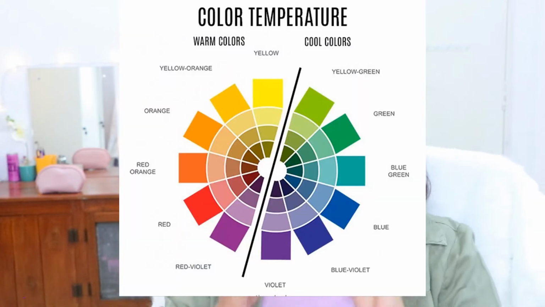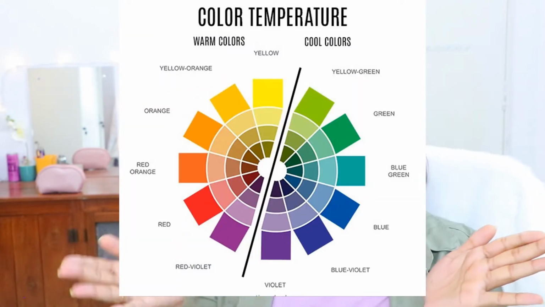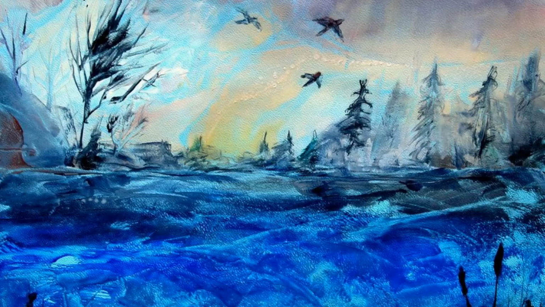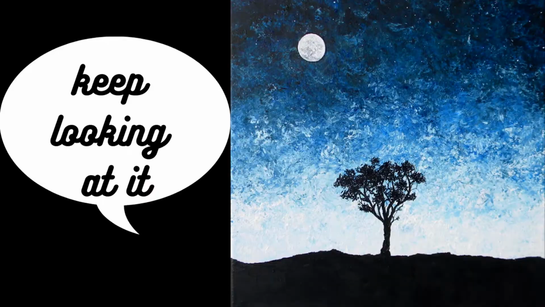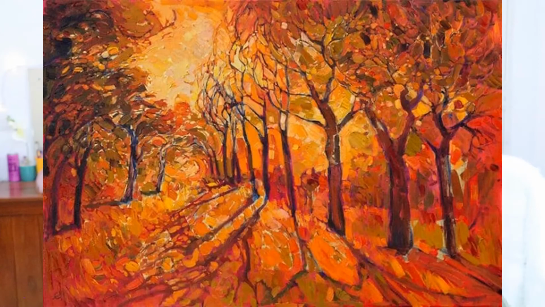Color wheel is divided into cool and warm. I wondered, why are they called cool and warm? That's the kind of person I am in life. I always wonder why. So to understand that, let's look at these paintings with only cool color palette. And now a painting with only warm palette.